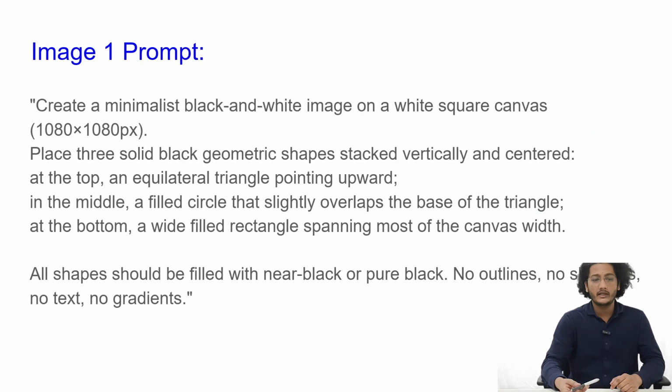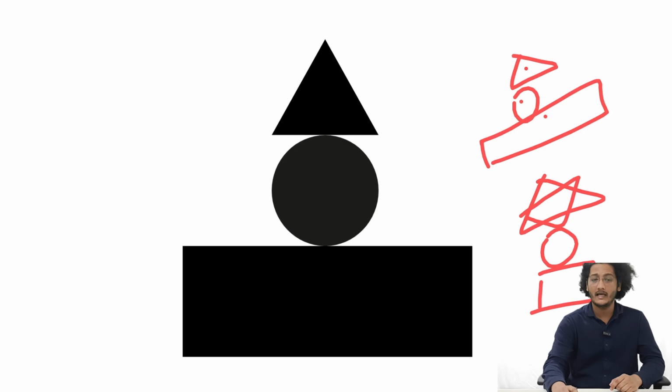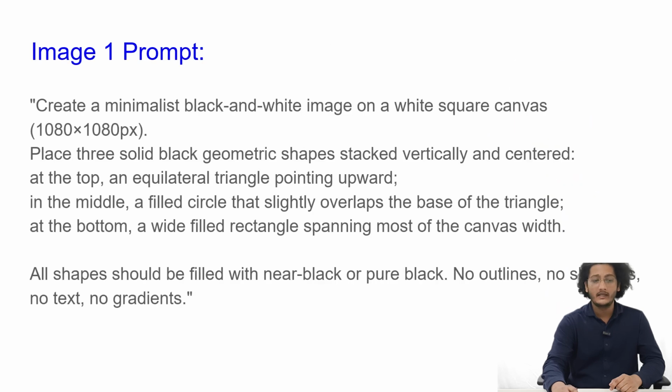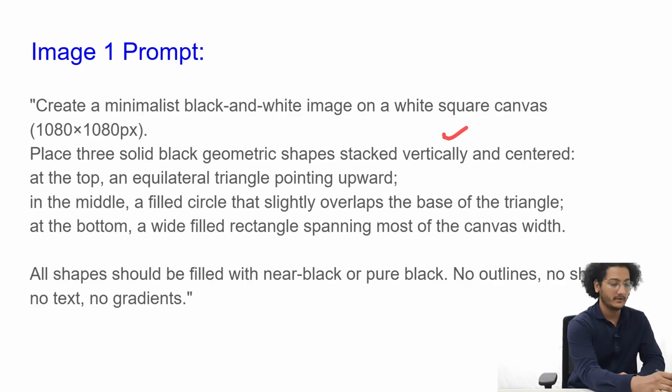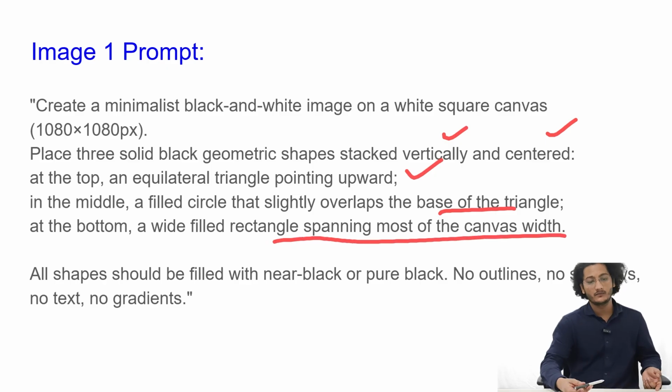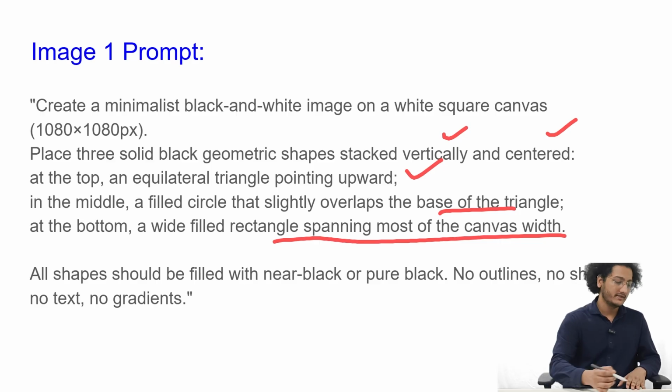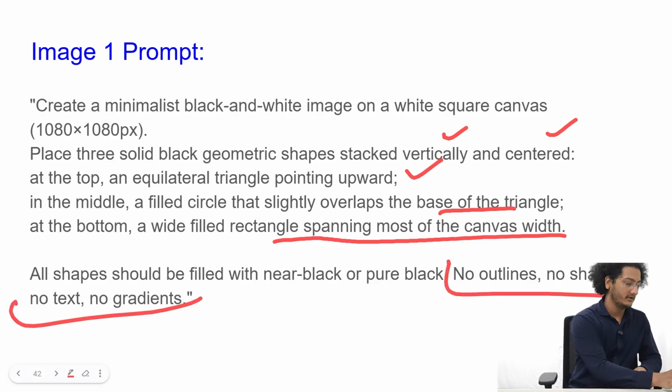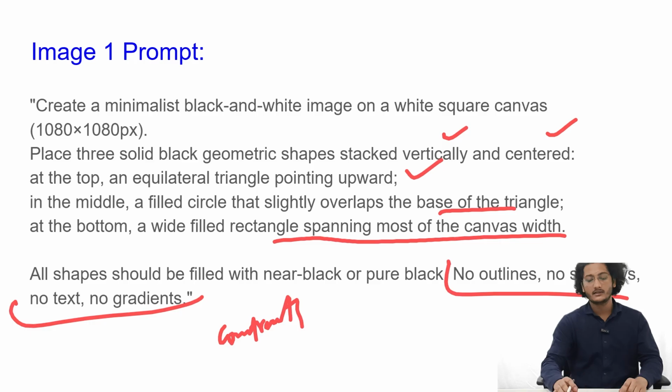Let's see. Create a minimalist black and white image on a white canvas. Yes, it was a black image on a white canvas. Place 3 solid black geometric shapes stacked vertically, one above the other, and centered: at the top an equilateral triangle pointing upward; in the middle a circle that slightly overlaps the base; and at the bottom a rectangle spanning most of the canvas width. All shapes in black color, no outline, no shadow, no text. What is this? As we have learned, we call it constraints.